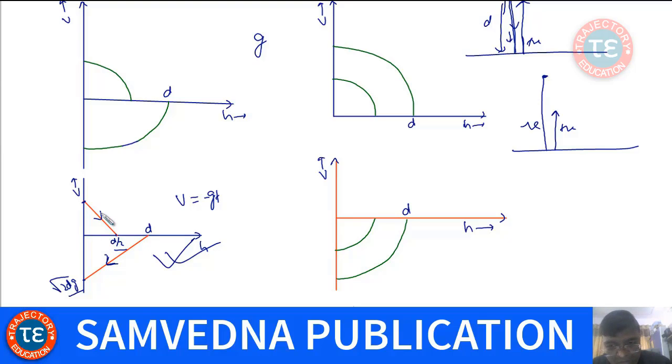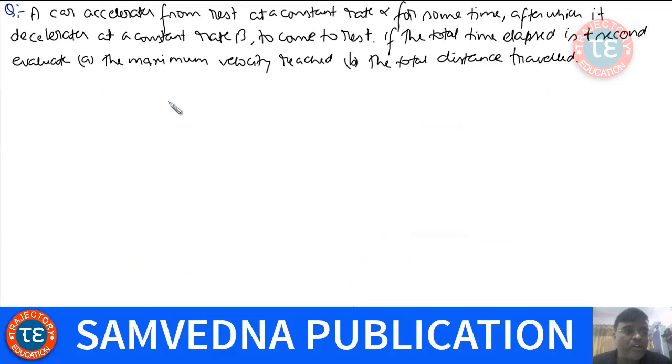If it rebounds with the same velocity, then it will go to d again, but it rebounds with less velocity, so it's not root 2dg, it's less than this value, and then it keeps on rising. So velocity keeps on falling uniformly. It will be some velocity v naught minus gt, like this. This will be v naught. Get your point? Okay, so that's the graph. Let's go to the next question.